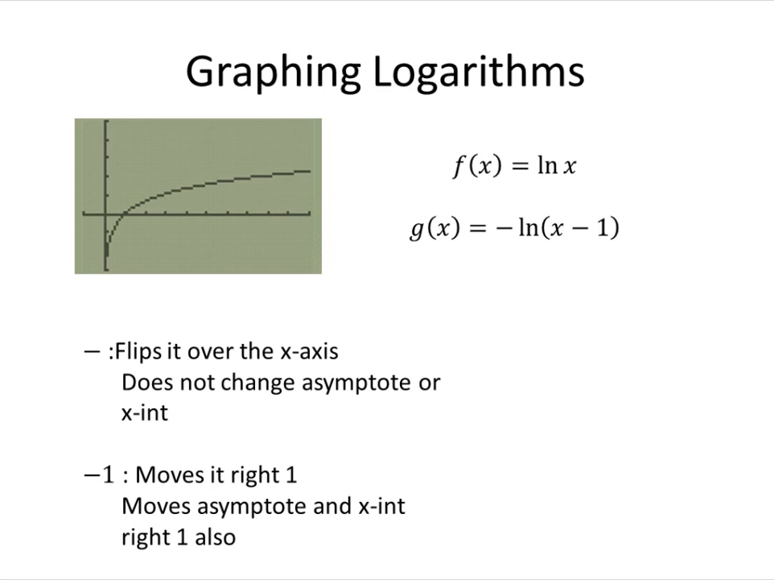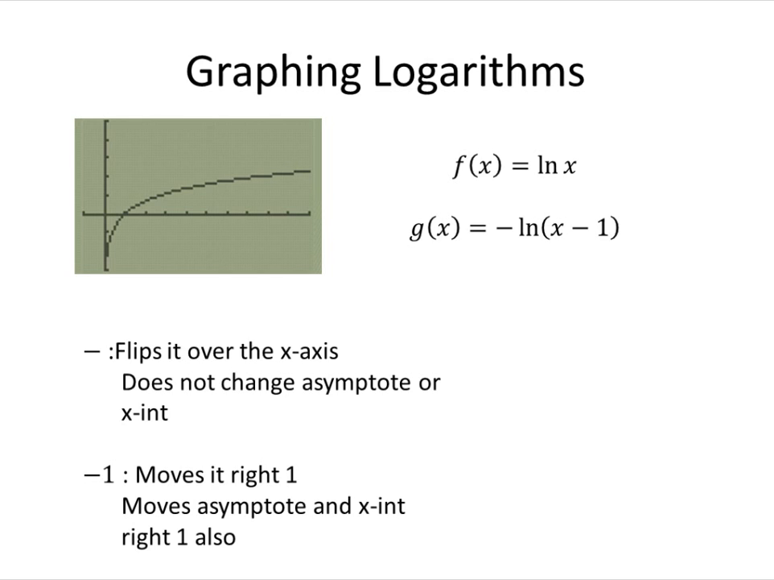Now the minus 1 inside, that's an inside change, so you got to think, oh yeah, that's right, inside changes behave opposite what we expect. So that minus 1 is going to move the graph right 1. Now along with the curve, obviously it's going to move the x-intercept, but it also moves that asymptote. So the asymptote moves over 1 as well.